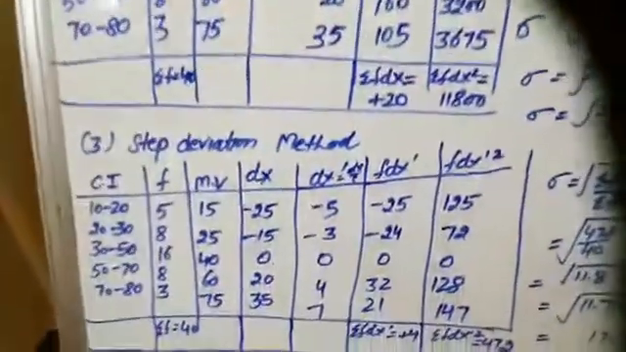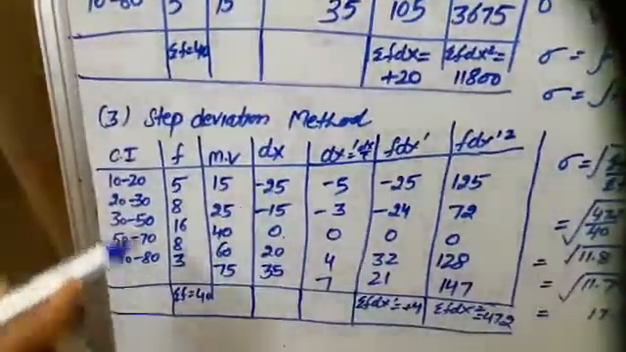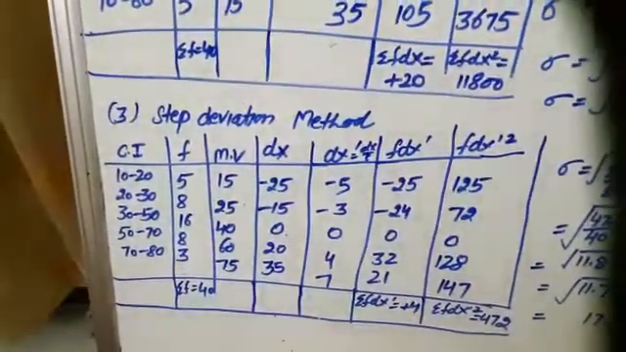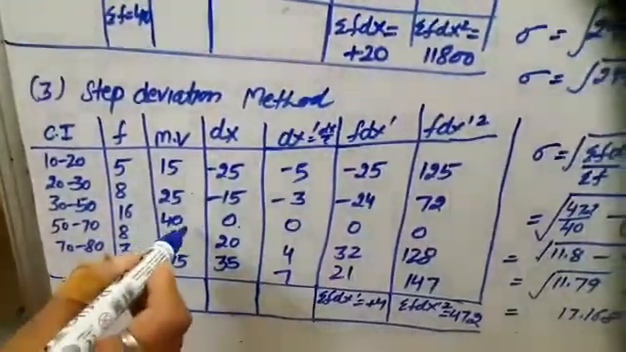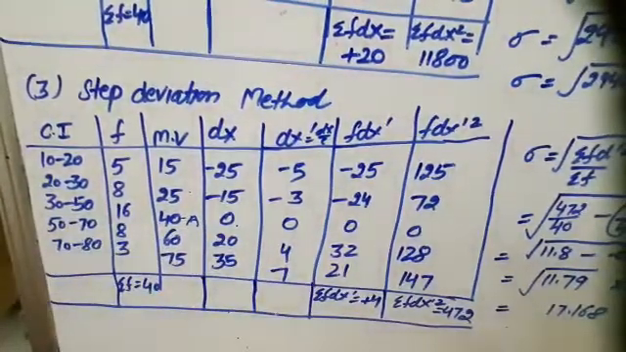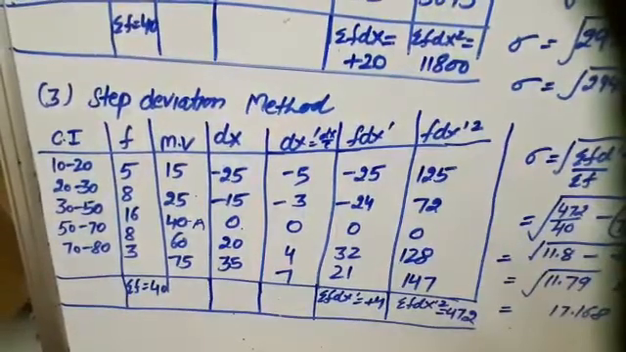There is one more method, that is step deviation method, to calculate standard deviation. Again the same numerical is taken and the class intervals are same, frequency is same, mid value is same. Now we have taken the dx, it is also same. We have taken 40 as assumed mean. We have taken the deviation from 40, which is equal to minus 25, minus 15, 0, 20, 35.